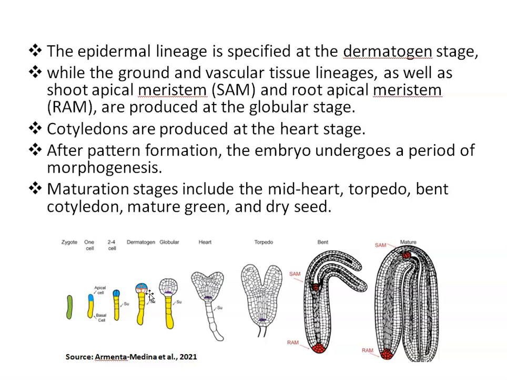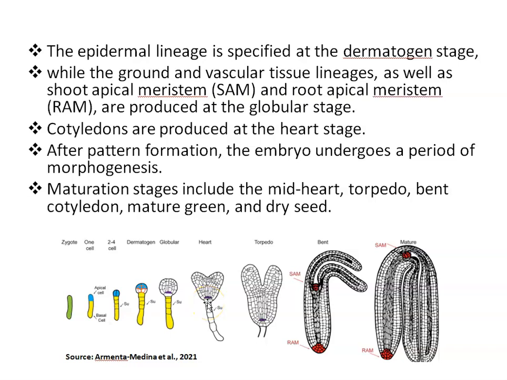The epidermal lineage is specified at the dermatogen stage, while ground tissue and vascular tissue lineages, as well as the shoot apical meristem (SAM) and root apical meristem (RAM), are produced at the globular stage. So this is the globular stage. Then cotyledons are produced at the heart stage. So this is the heart stage.